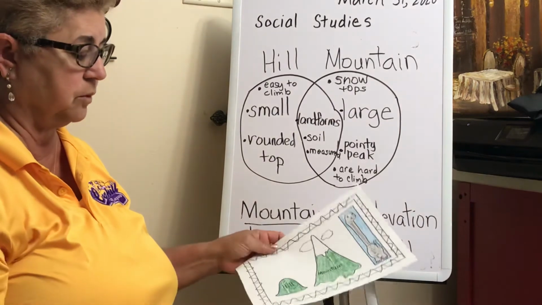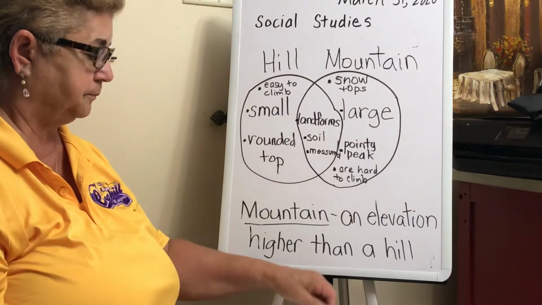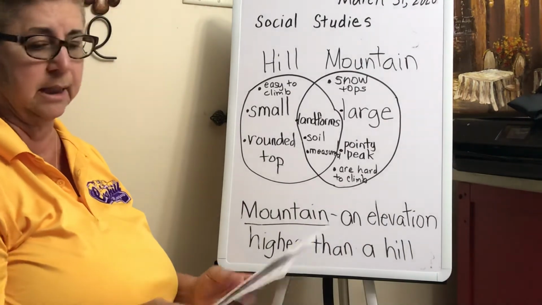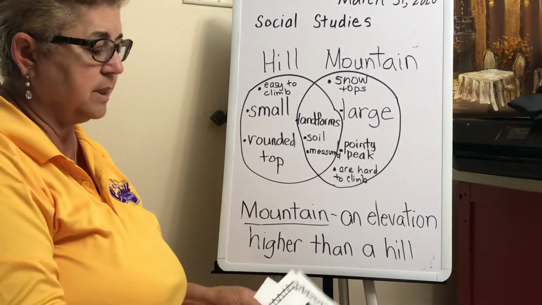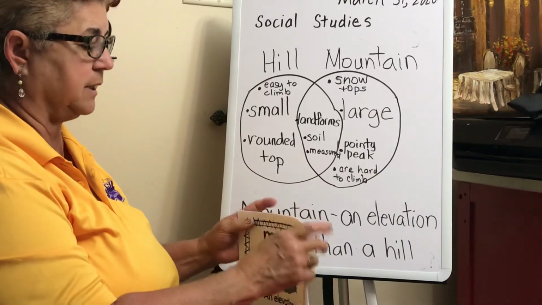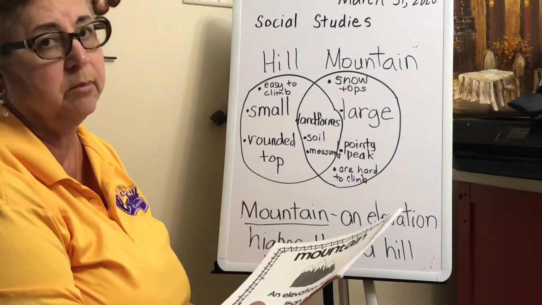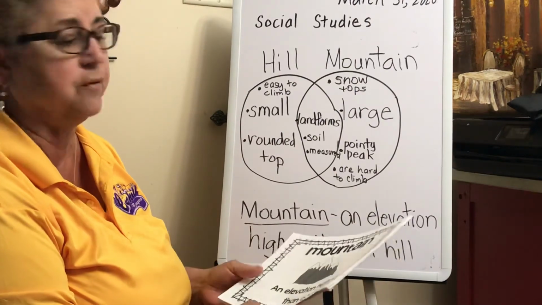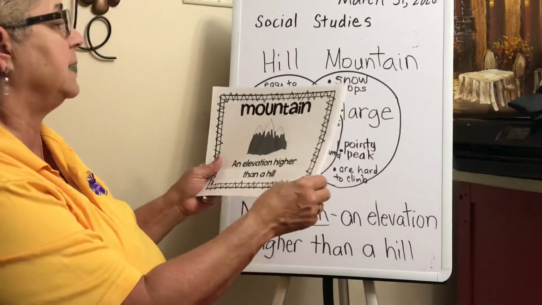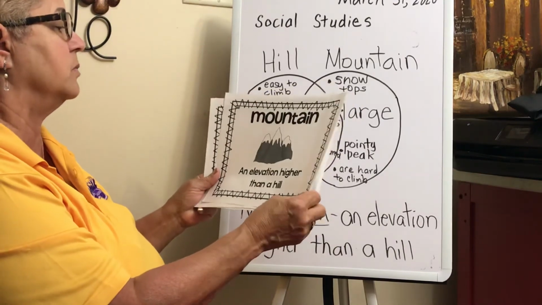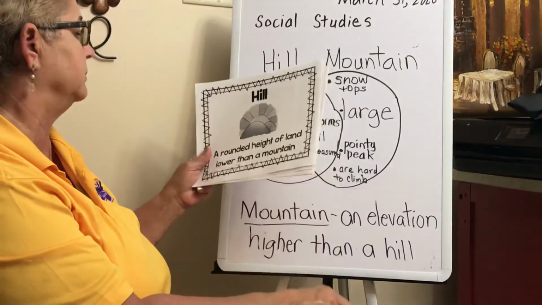So we're going to review the different landforms we've talked about today. And we're going to continue doing this. We're going to talk about different kinds of landforms. Today, we zoomed in on a hill and a mountain because it's one of the easiest things for us to understand. But let's review. A mountain is an elevation higher than a hill, way, way, way higher.